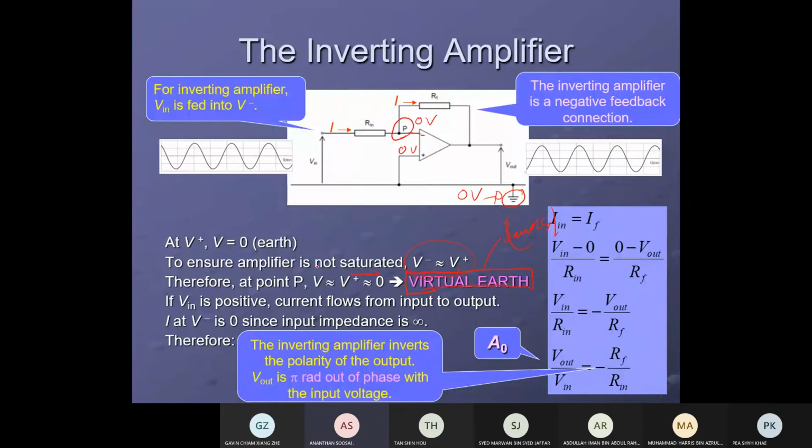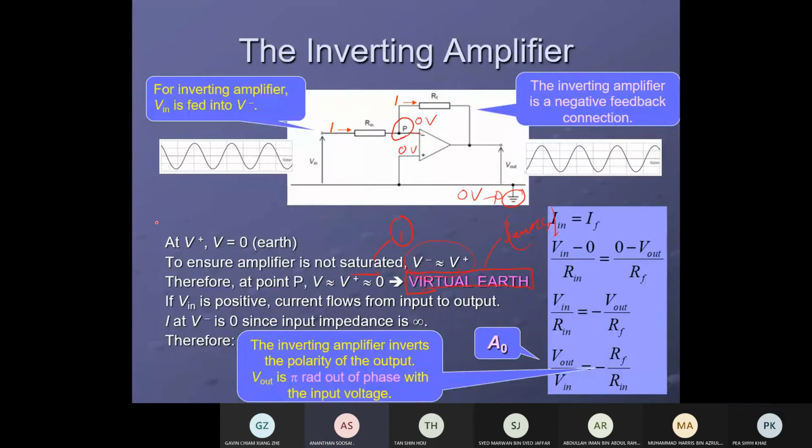So because V plus is 0, V minus also must be 0 volt. Therefore, P is called virtual Earth. Okay, 3 marks. What do you have to say? V plus is 0 volt. To prevent saturation, 1 mark. To prevent saturation, V minus must be same as V plus. So V minus is also 0 volt, called virtual Earth.